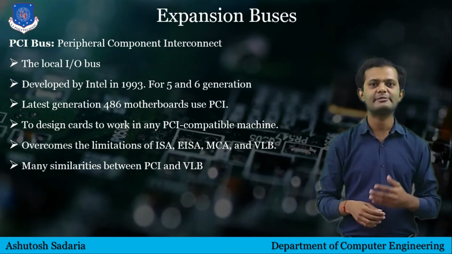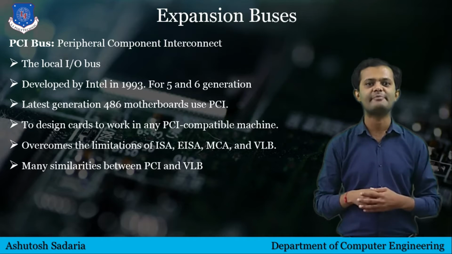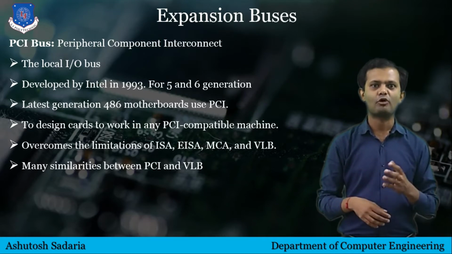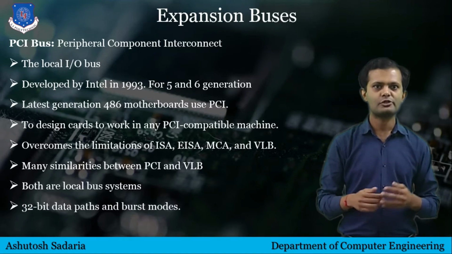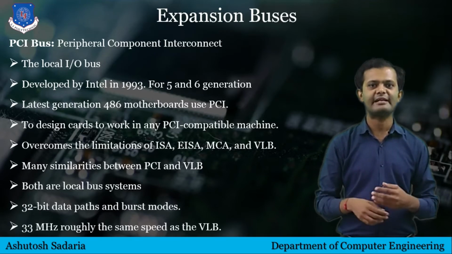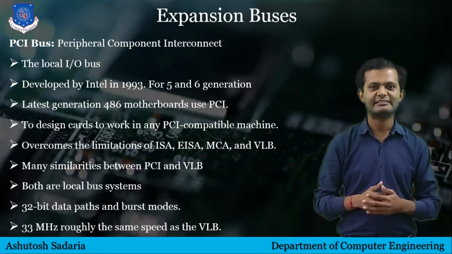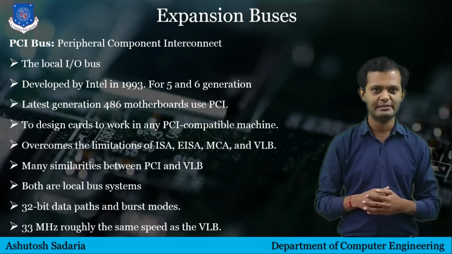There are many similarities between PCI and the older VLB specifications. Both are local buses with a 32-bit data path and burst mode. Also, the original PCI design operates at 33 MHz, roughly the same speed as VLB.